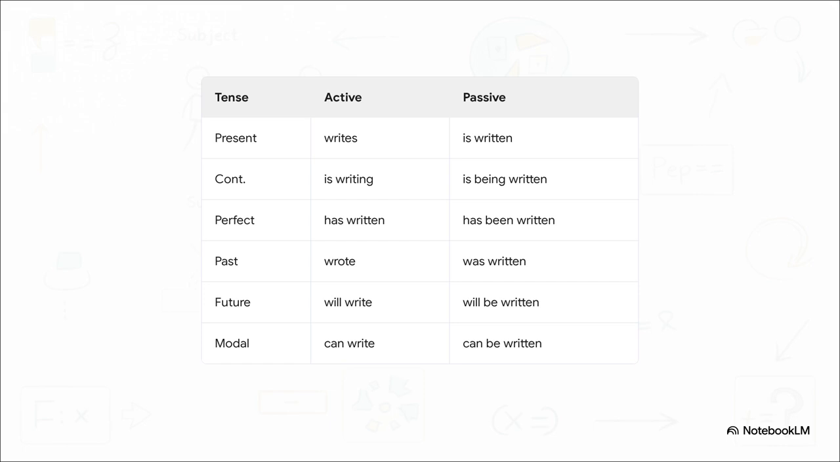Let's trace a couple. If the active sentence is simple present, like she writes a letter, it becomes a letter is written by her. But what if it's present continuous? She is writing a letter. We have to account for that ongoing action, right? So we add being, making it a letter is being written by her. Take the past perfect. She had written a letter. Smoothly transforms to a letter had been written by her. Even modal verbs follow the pattern. She can write a letter simply becomes a letter can be written by her. The tense of the helping verb changes, but written never ever budges.